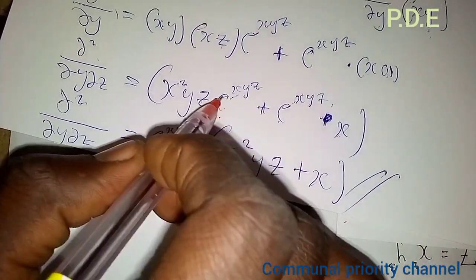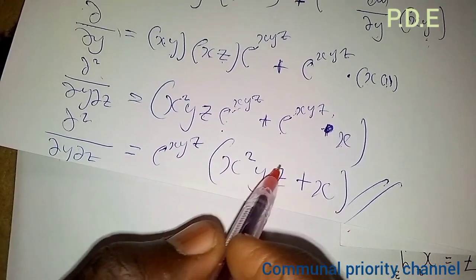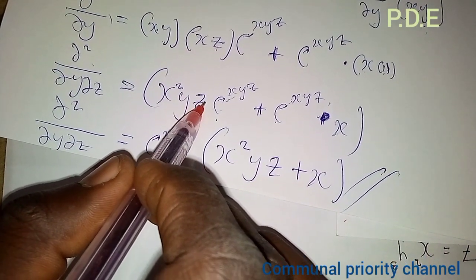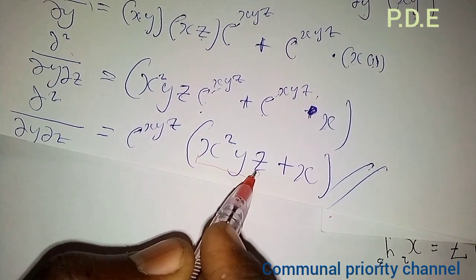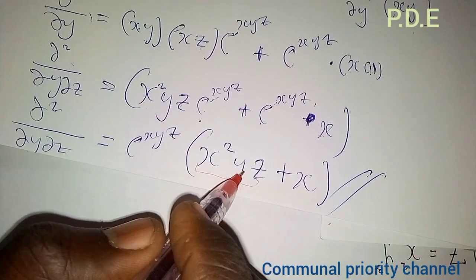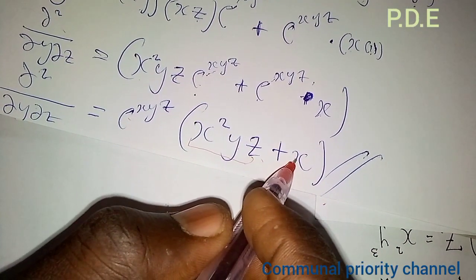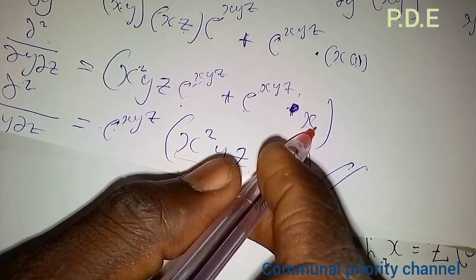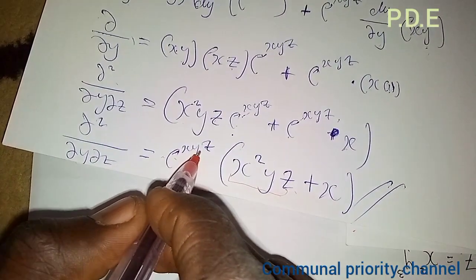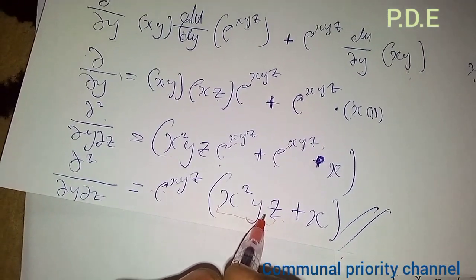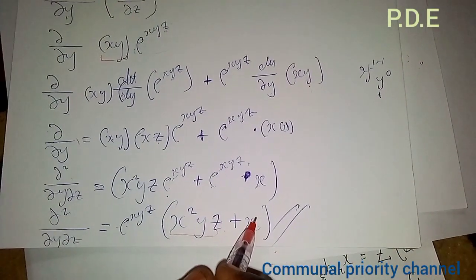So therefore, we factor this out to be exponential xyz multiplied by x square yz plus x. Because if you multiply this one with this, you are going to have this x square yz exponential. Again, if you multiply it with this x, you are going to have your exponential x. So therefore, del square u over dy dz is equal to exponential xyz times x square yz plus x.